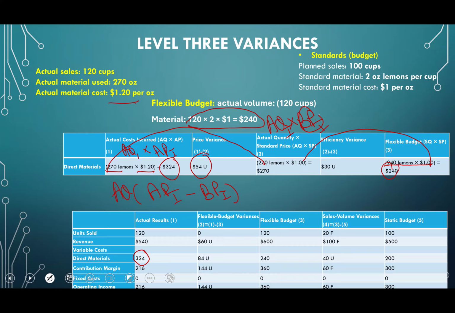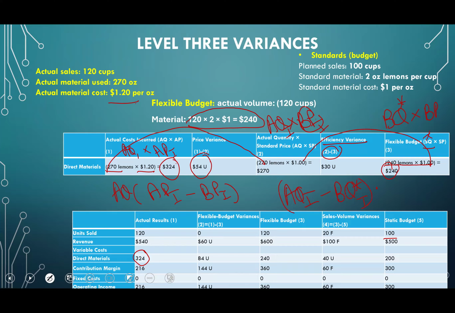Now if you look at this calculation, which is the efficiency variance, which is 2 minus 3, what is happening here? This column is budgeted quantity allowed. I'm going to put a star here because I want to say budgeted quantity allowed, multiplied by budgeted price. This standard quantity is not the same as the standard quantity here, so I want to put a star here. So now I have actual quantity of input minus budgeted quantity of input allowed. Remember, standard and budgeted are used interchangeably.